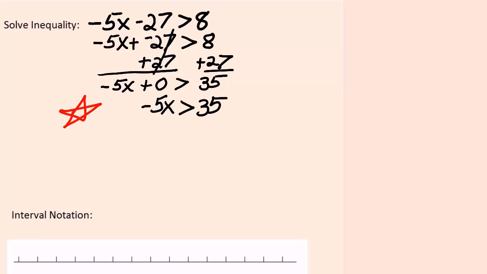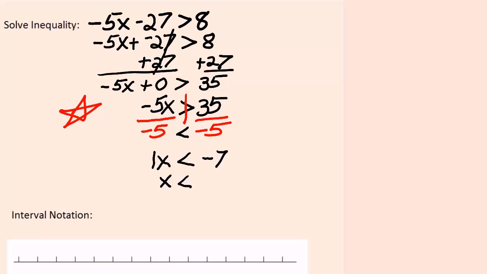Now comes the big change. I'm going to divide both sides by negative 5, which is a negative number. When I divide both sides of an inequality by a negative number, I have to turn the signs around the other way. So greater than becomes less than. Now I have 1x is less than negative 7. So x is less than negative 7.